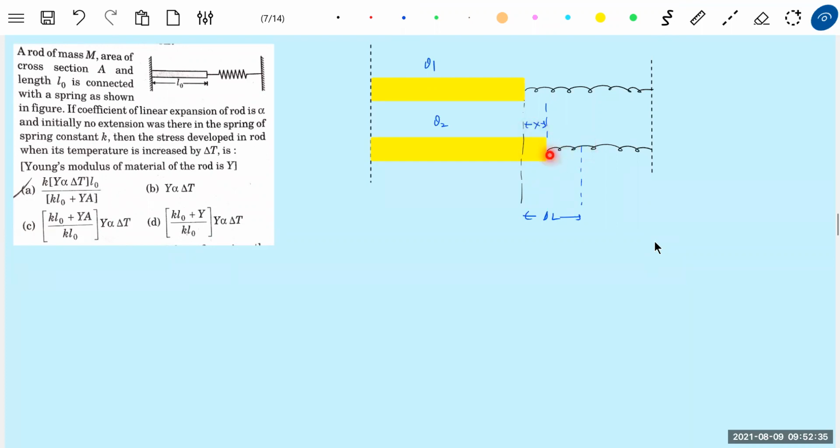So what is actually the elongation of the rod now? Delta L minus x. And this is L naught. Hope everyone is able to understand. It's very simple. The diagram is very important. Once you get this diagram, the rest of everything you can manage.